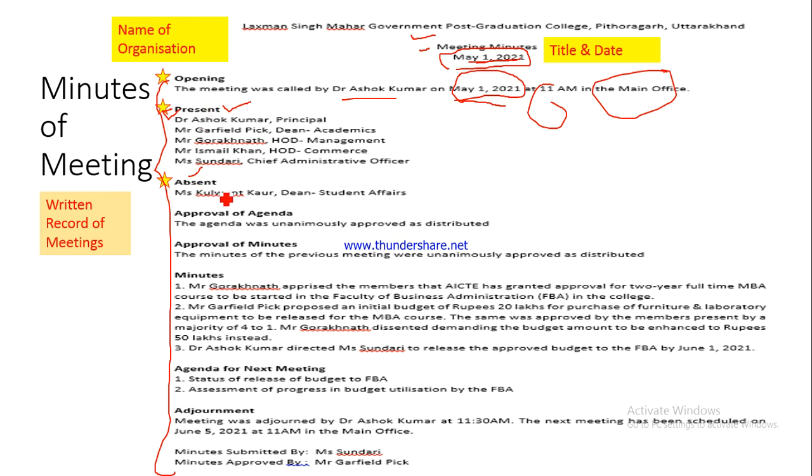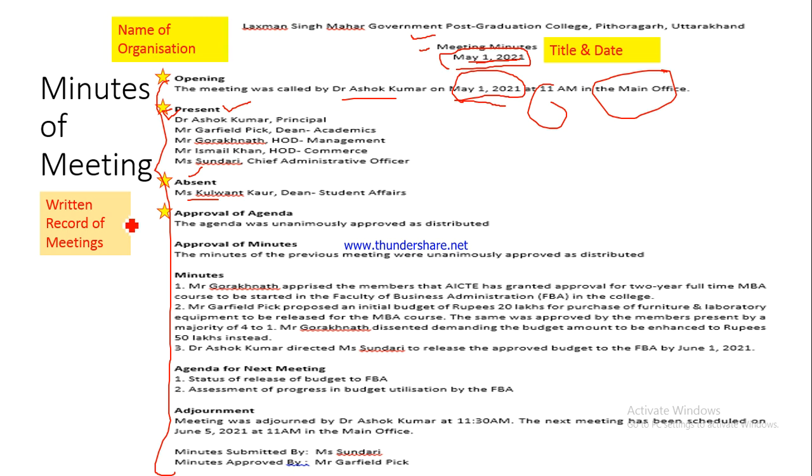Then we have got absent. That individual or those individuals who were invited to the meeting but they could not attend because of various reasons, their names appear here. So Miss Kulwant Kaur was one invited to the meeting who could not attend because of maybe some reasons, right? So here we have to give the names of people who have been present and the members who have not been present, who have been absent.